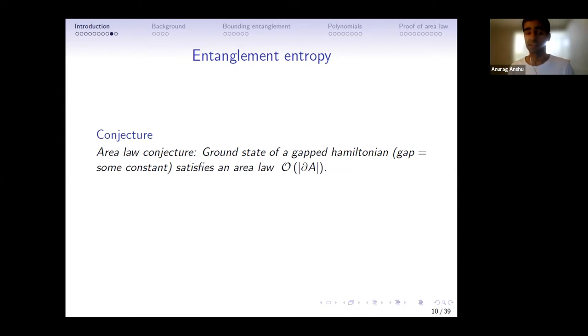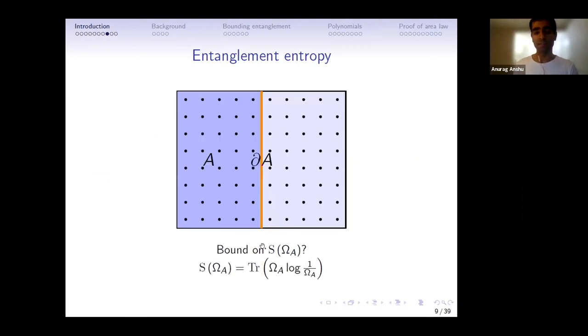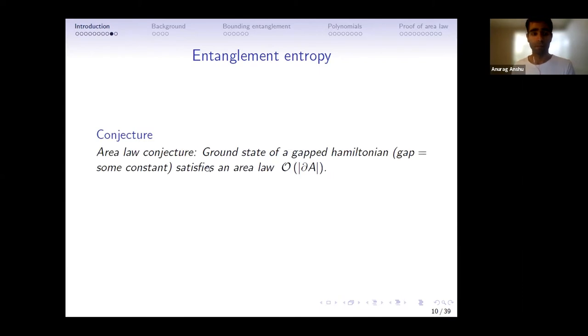So here's a very important conjecture about this question, which is known as the area law conjecture. It posits that the ground states of a gapped Hamiltonian, especially if there are not so many ground states, if there are a few ground states, then it doesn't matter, satisfy an area law, which means that the entropy scales as the size of the boundary. So that's the area law condition.